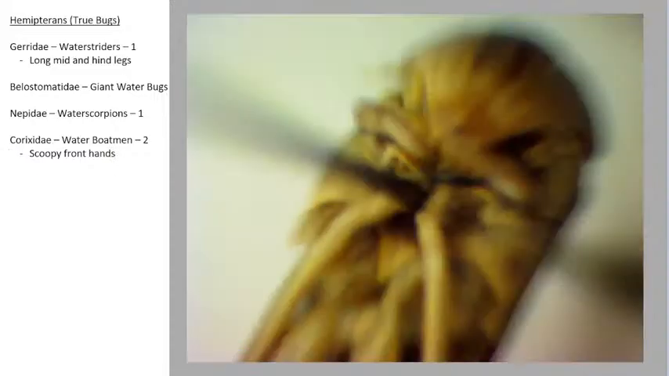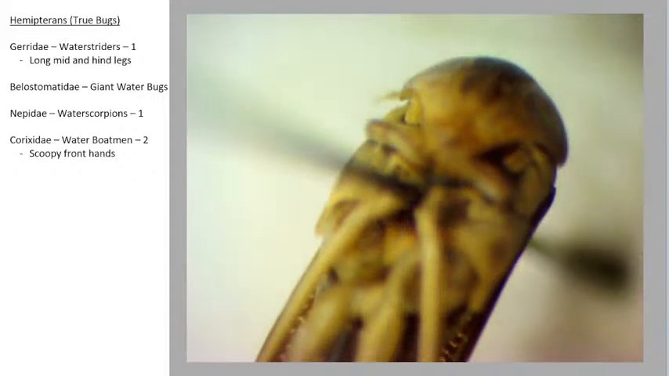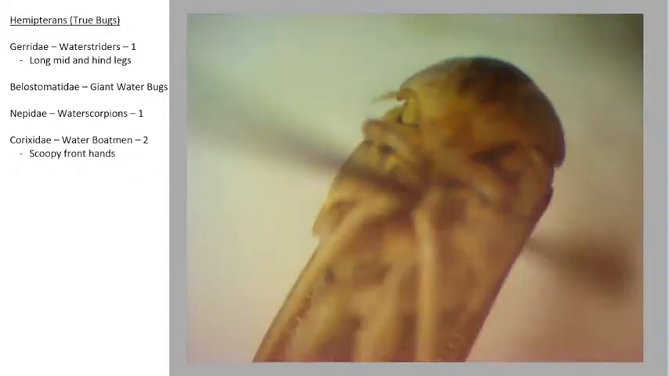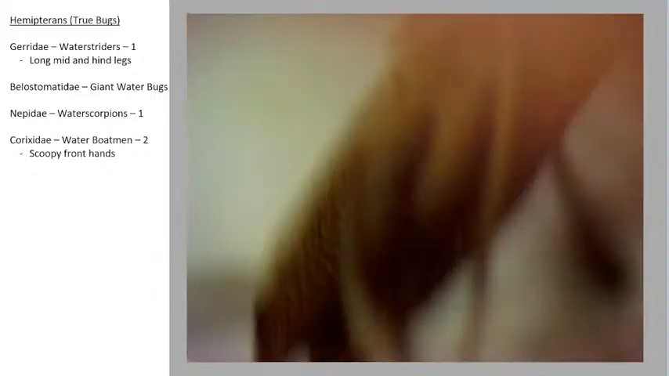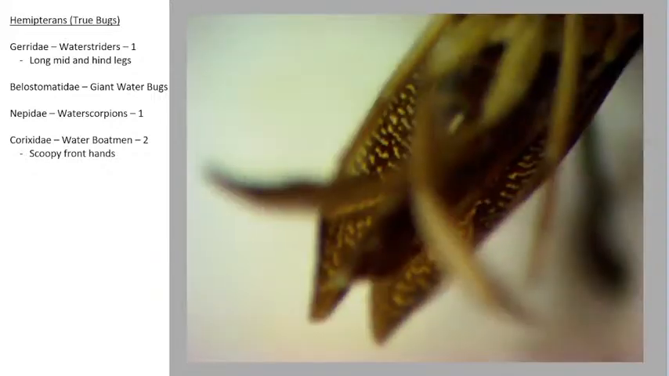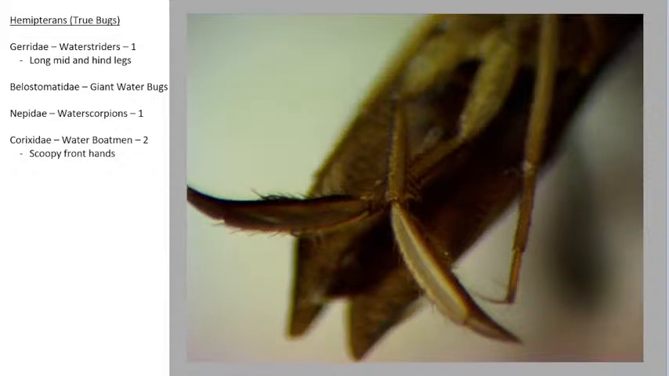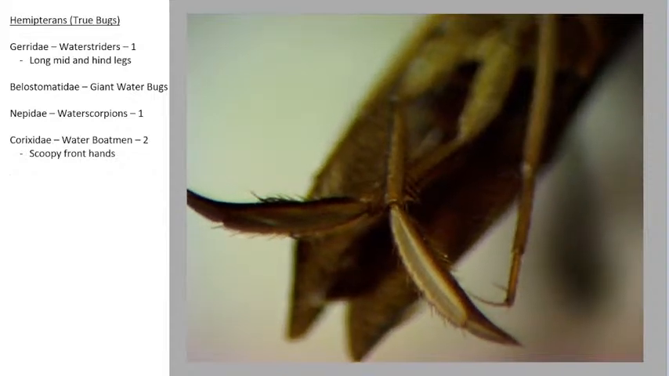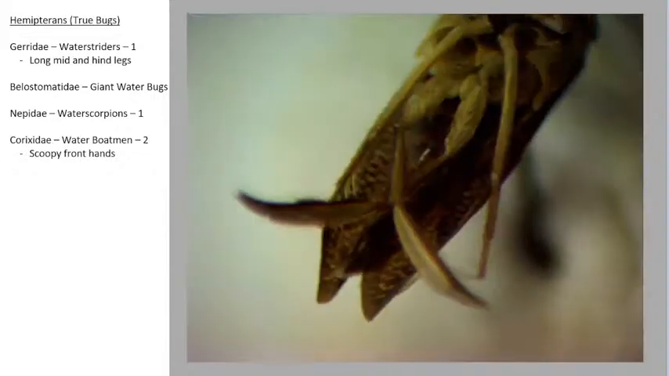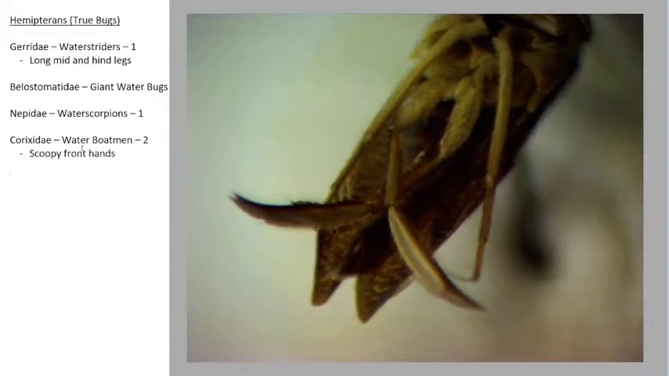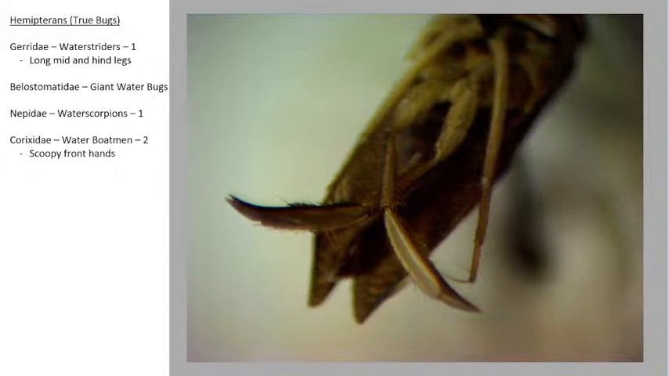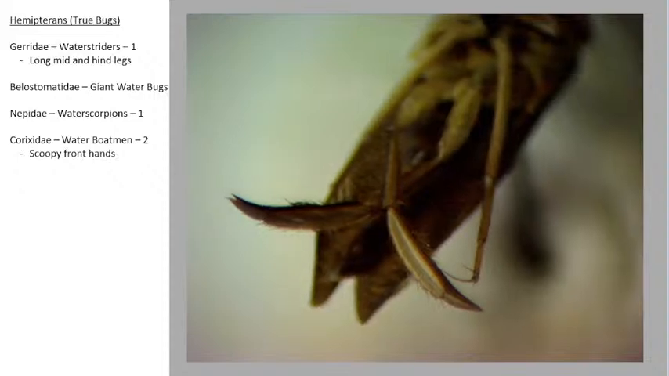Now, water boatmen and back swimmers will both have hind legs that you can see are kind of shaped like oars. They're kind of widened, but they also have all of these long hairs, and all of these hairs help our insect to swim. All right.